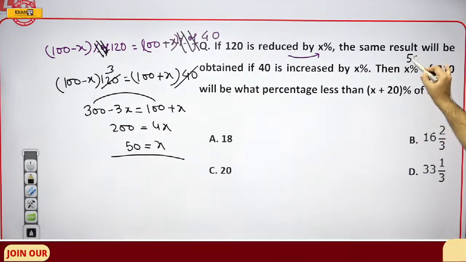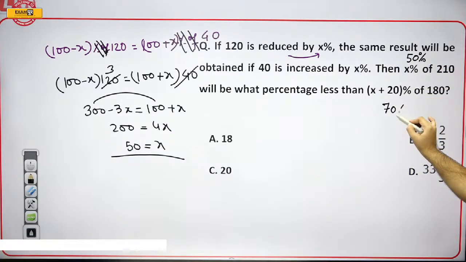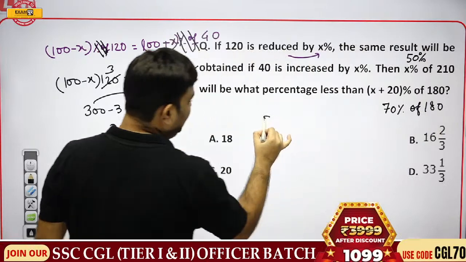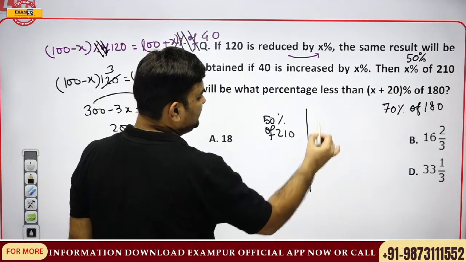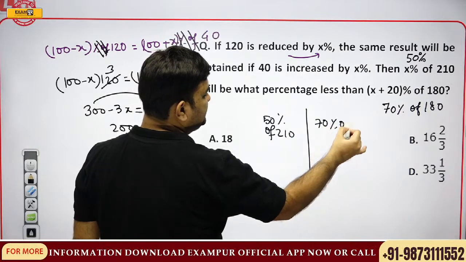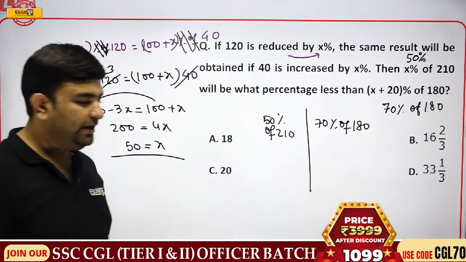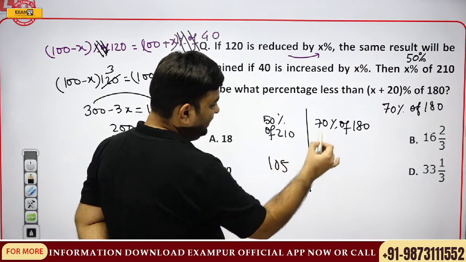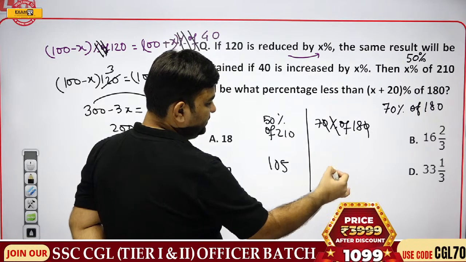Then 50% of 210 and 70% of 180. What is their relation? How much percentage more or less? 50% of 210, half, is 105. And 70% of 180 means 126.